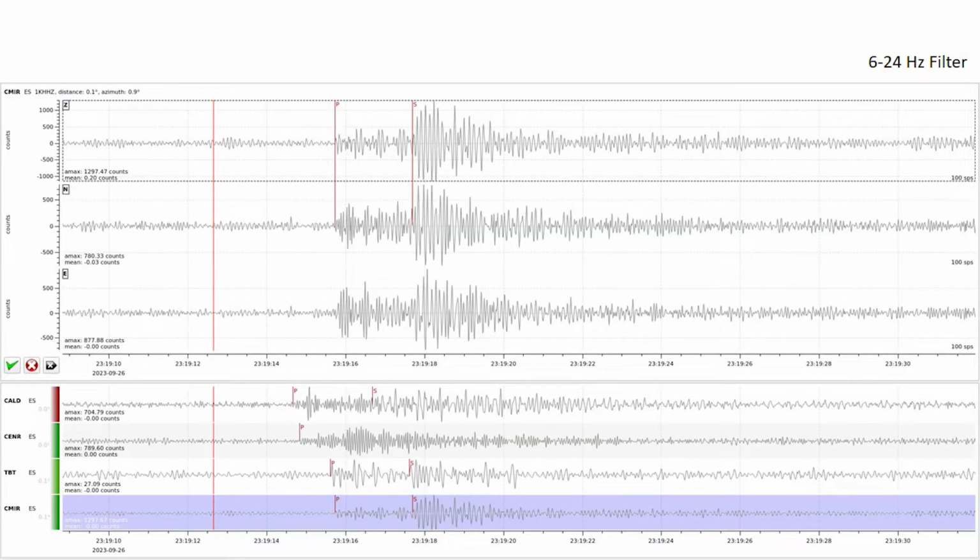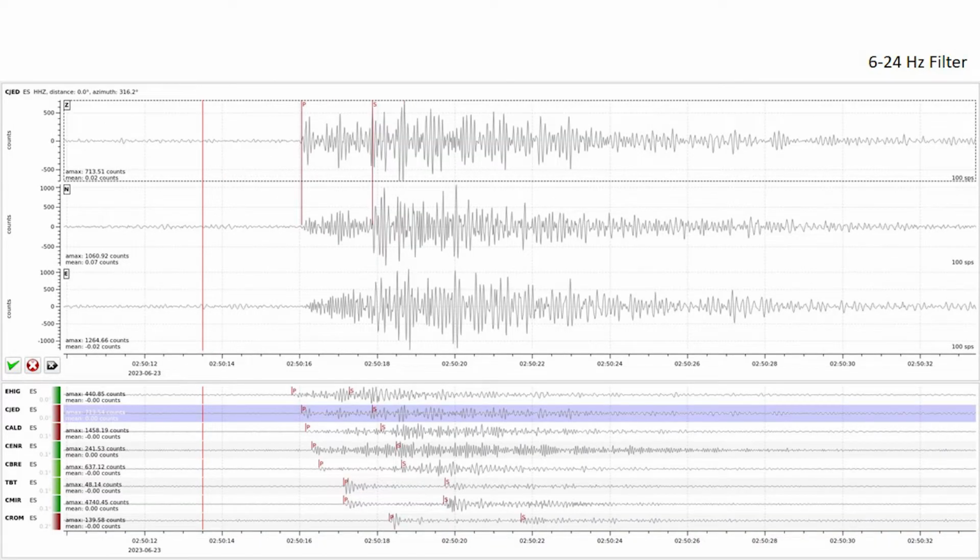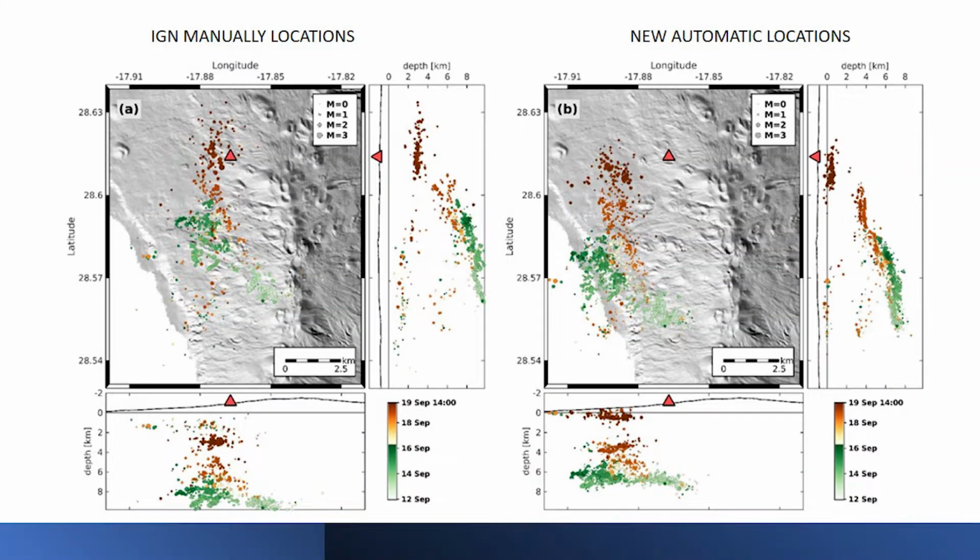This is an example of how this model performs the phase picking. You can clearly see it identifies the P and the S arrivals at all the stations. This is another station, also the same thing. So it performs really, really well. And this is the difference between the IGN manual catalog locations and the new automatic locations. You can clearly see a shift to the west and to the north, from this range to this range.